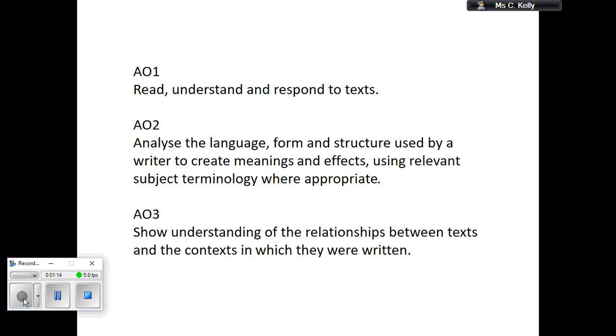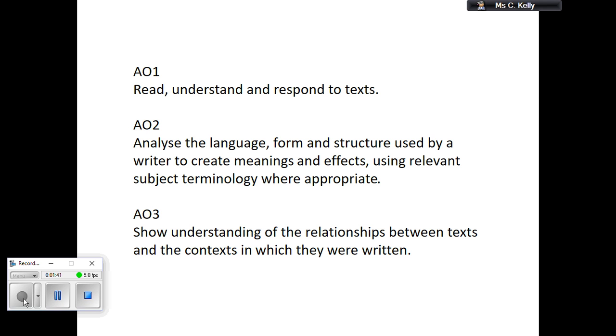AO2 is analyse language, form and structure and talk about the meaning and effects that creates on the reader. This one's really important. It says use subject terminology where appropriate. So this is words like metaphor, simile, when you're talking about the language. And it's really important that when you're using those words, and they are important, that you are linking them back to the meaning and the effect that they have on the reader.